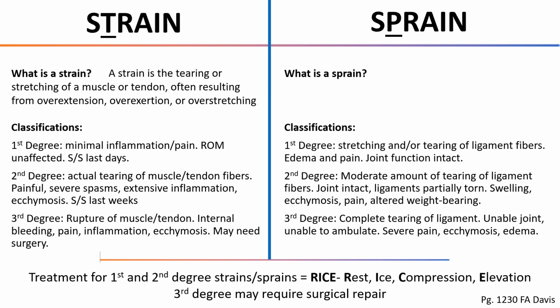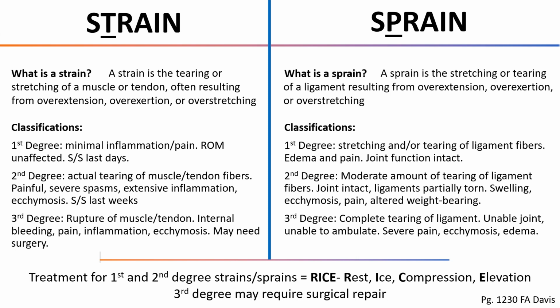What is a sprain? A sprain is an injury to ligaments. Ligaments are segments of connective tissue that secure bone to bone and bone to cartilage. As with tendons, a sprain is defined as a stretching or tearing of a ligament resulting from overextension, overexertion, or overstretching. Sprains are also classified similar to strains on the basis of severity.